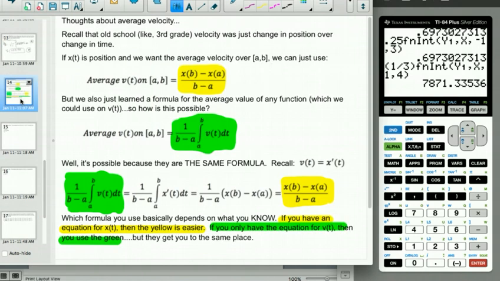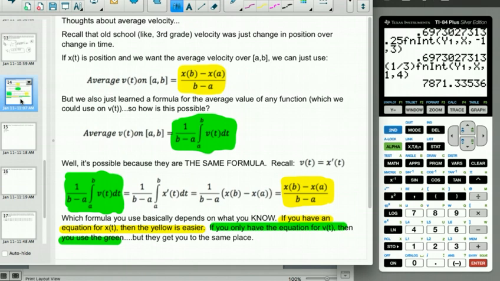All right, let's talk about average velocity a little bit. Recall that when we did particle motion, we talked about the relationships between velocity and position and acceleration and everything. Old school, like third grade velocity, was just the change in position over the change in time. So if x of t is position and we want the average velocity from a to b, we would write x of b, the final position, minus x of a, the starting position, over b minus a.